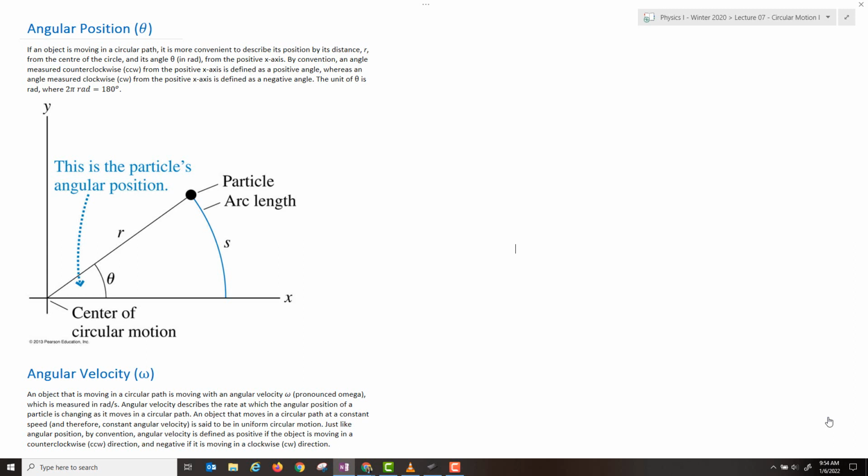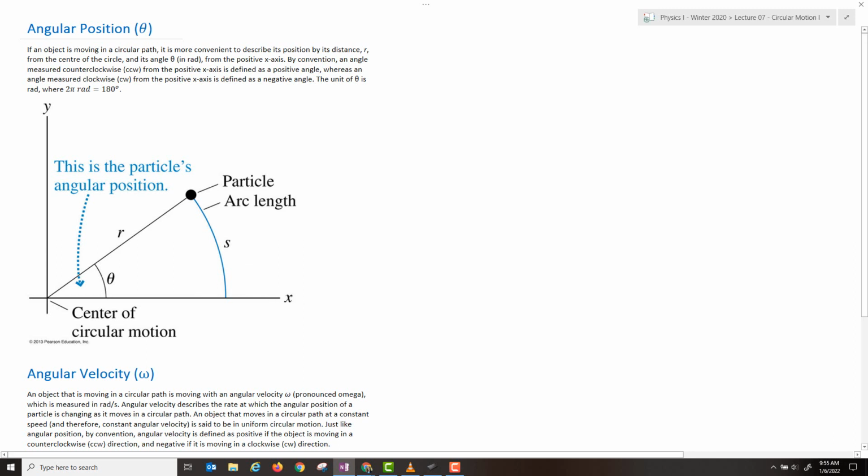All right, so let's talk about angular position. The symbol that we use for that is theta. If an object's moving in a circular path, then it's more convenient to describe its position by its distance from the center of the circle, which is r, and its angle, theta, which is in radians, from the positive x-axis. You can see that in the figure below.